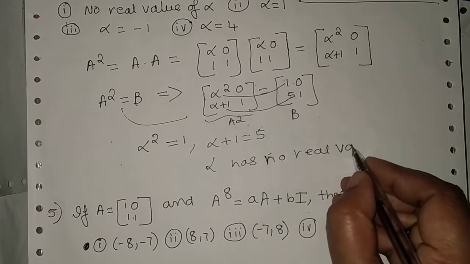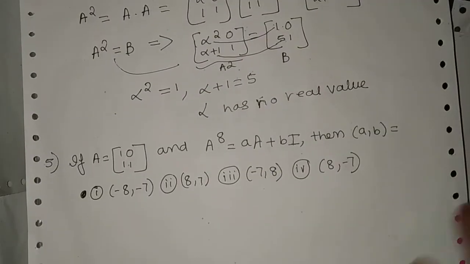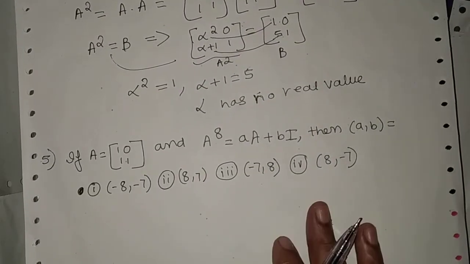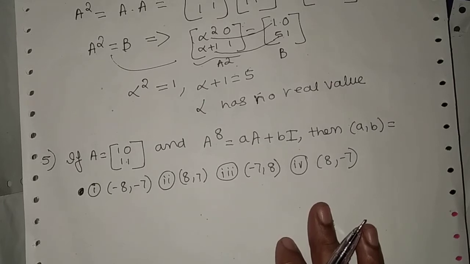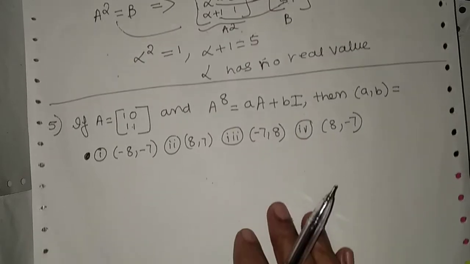So which is the option correct? That is, option A is the correct answer. So take this, alpha has no real value. So this is the fourth problem. So we now move on to the fifth one.